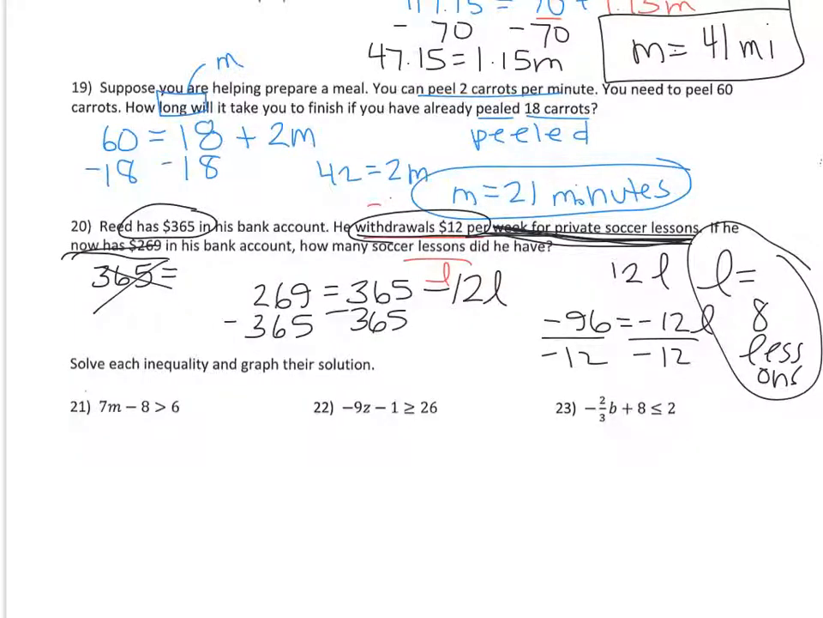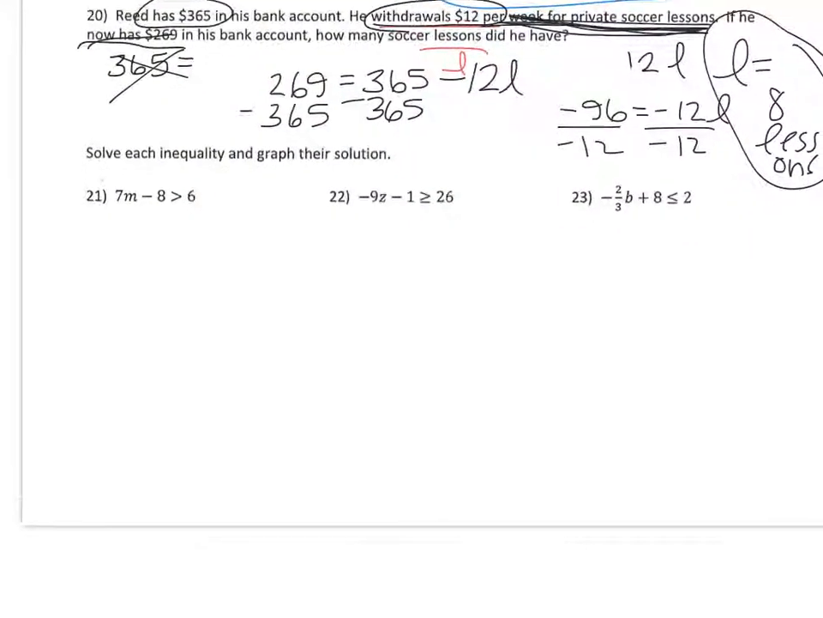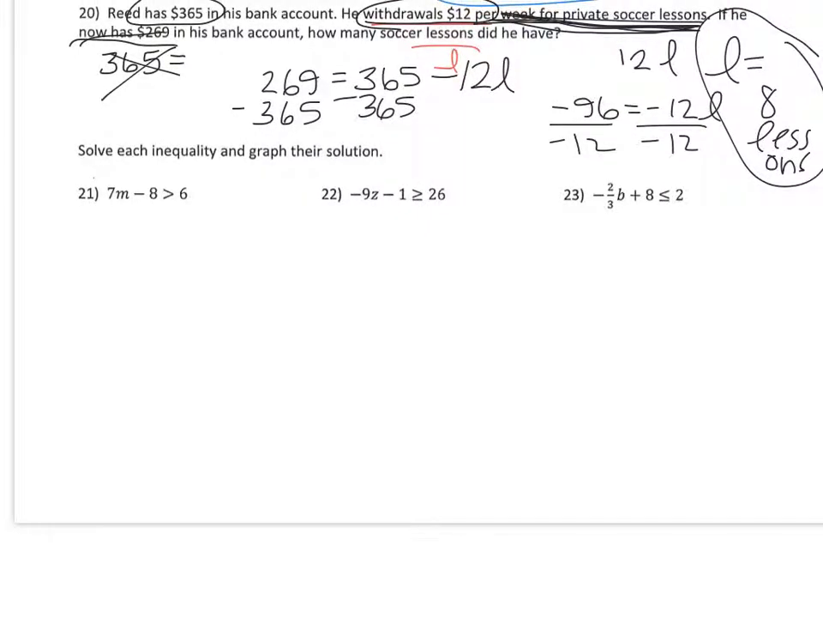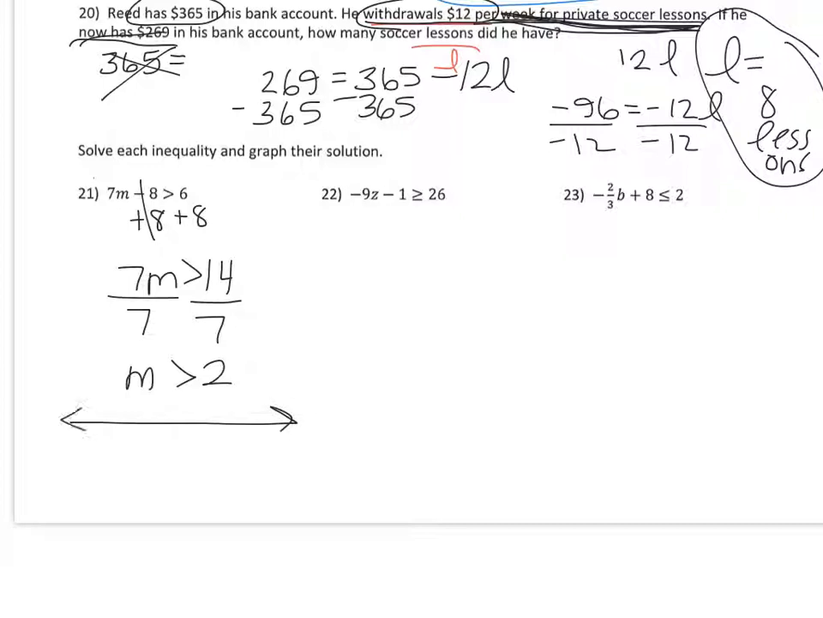Okay, then at the end, solve each equation and graph the solution. So you want to get m by itself, and whenever you multiply or divide by a negative, you need to change the inequality. So this we're dividing by a positive, so we don't change it. So it's m is greater than 2. So you make an open dot at 2 and shade to the right.